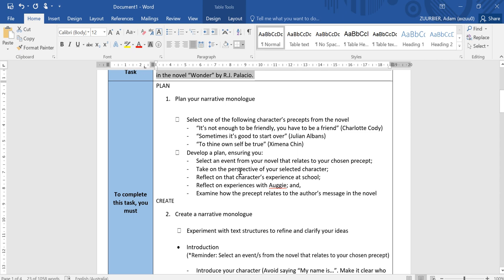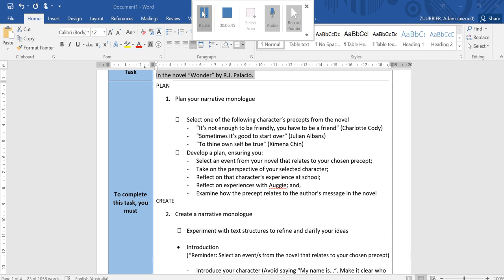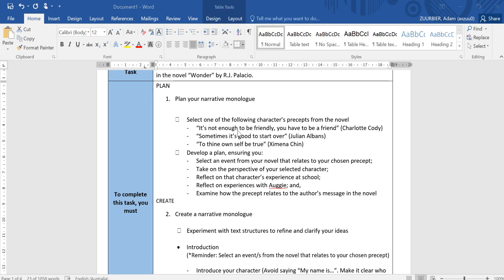All right, so you need to develop a plan. You need to select an event from the novel that you're going to reflect upon. So think about the precept and then think about an event from the novel that relates to it from that character's perspective. Then you need to have the character reflect back on that experience from the novel.